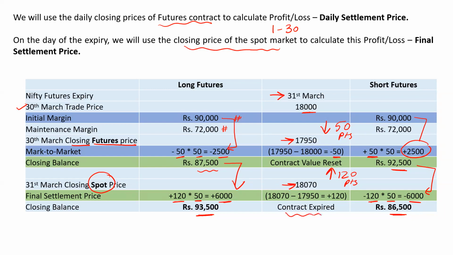The contract has expired over here. So the contract is not reset. The contract has expired. So only for this final date calculation, you are going to use the closing spot prices, and this is known as the final settlement price. So I hope the difference is clear. When we are doing the calculation on 30th of March, we are going to use the closing futures prices. This is known as daily settlement price. When we are going to do the final calculation of profit and loss, we are going to take the spot price closing, and this is known as the final settlement price.